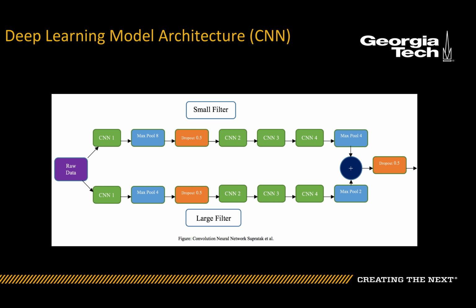Next, we describe the architecture of the CNN. The neural network architecture consists of two CNN networks. A small filter size is used to select the temporal information, and a large filter size is used to select the frequency information from the dataset. The small filter size is 50 and the larger one is 400.